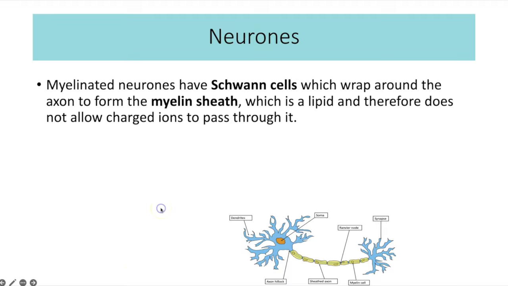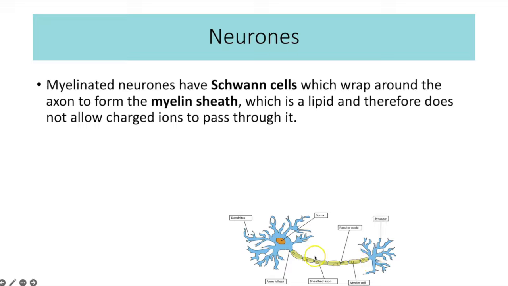If we then have a look at the actual structure, we talked about some of those. Here's our cell body. We've got the nucleus inside of that cell body. This part is the axon, and we can see the dendrons branching out here as well. Myelinated neurons have Schwann cells as well, which is shown here in yellow, wrapping around the axon. They wrap around to form what's known as the myelin sheath. This is a lipid, and therefore it doesn't allow charged ions to pass through it. In that way, it insulates and prevents the electrical impulse from travelling the entire length of the axon.